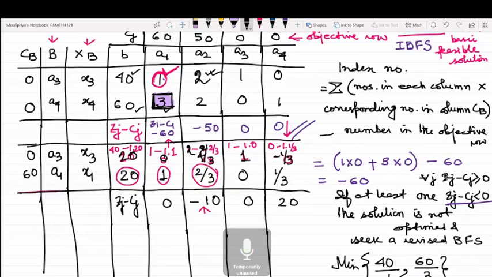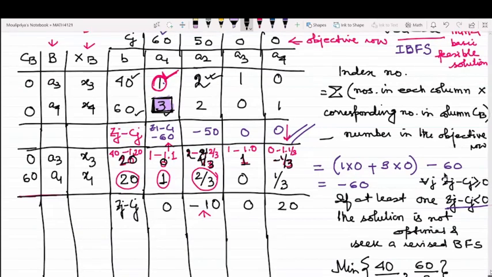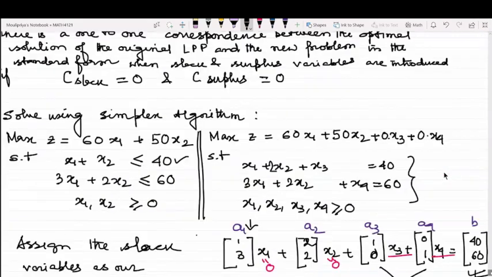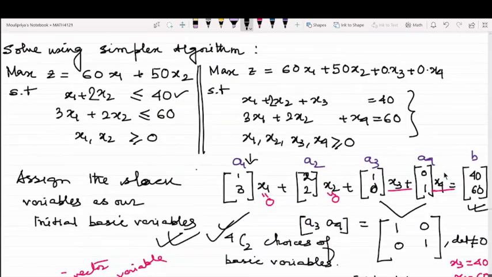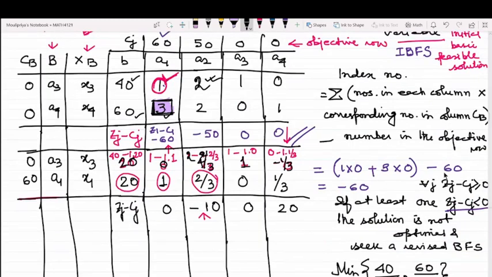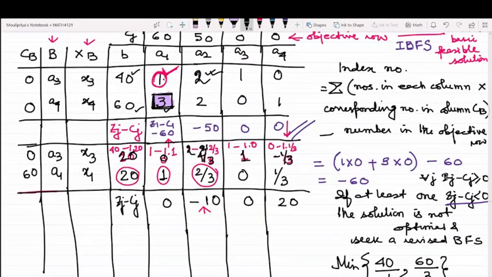I revised the problem as x1 plus 2x2 less than or equal to 40. Okay, I made a mistake while writing this. What changes happen because of that? The changes that happen here: 0 into 2, it remains the same, -50.